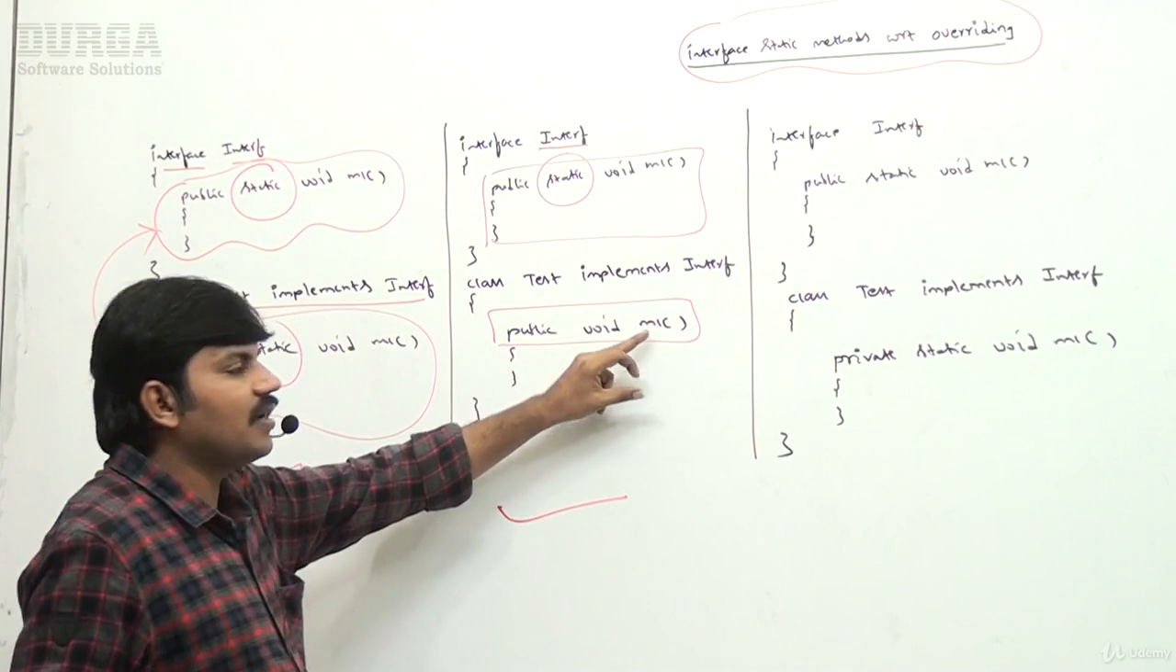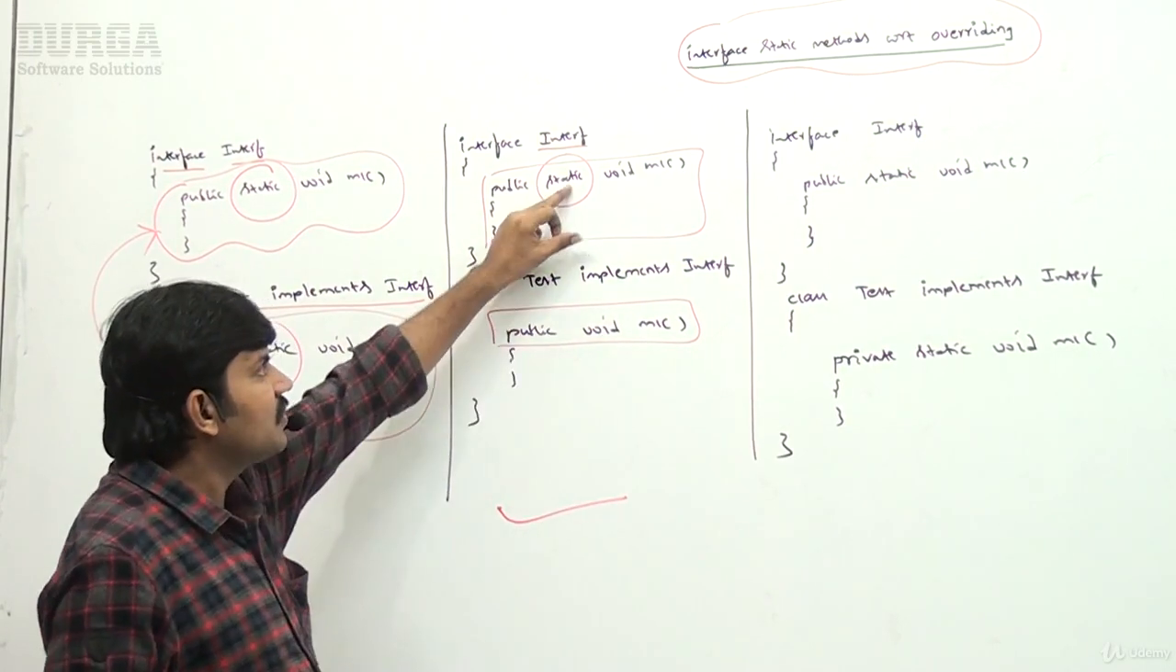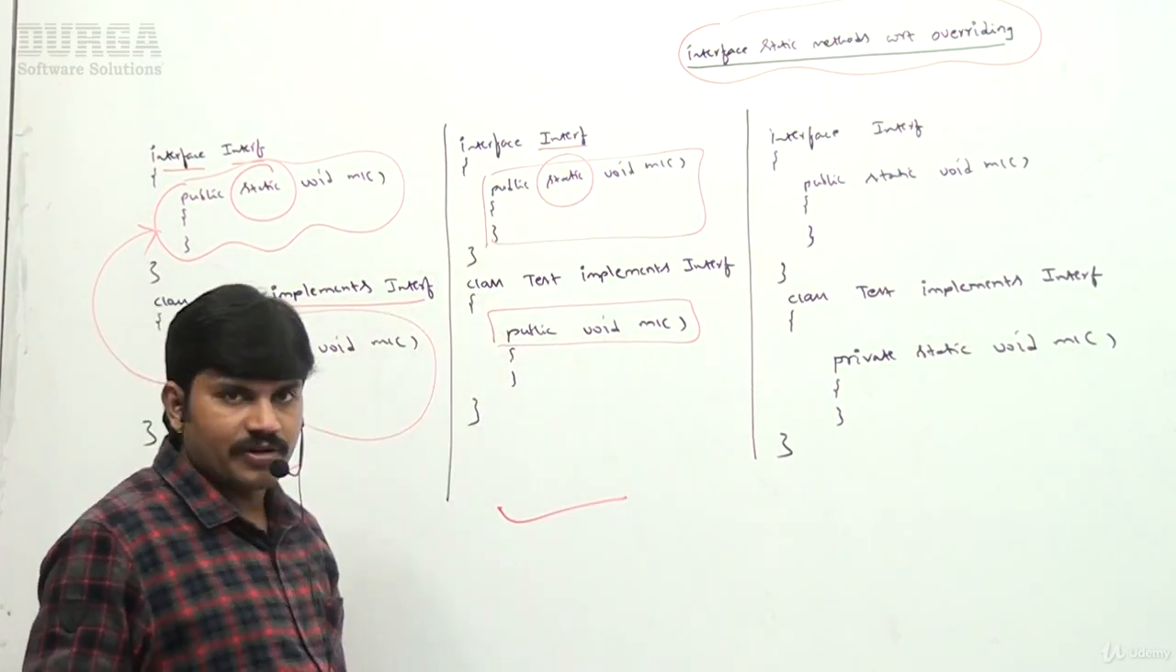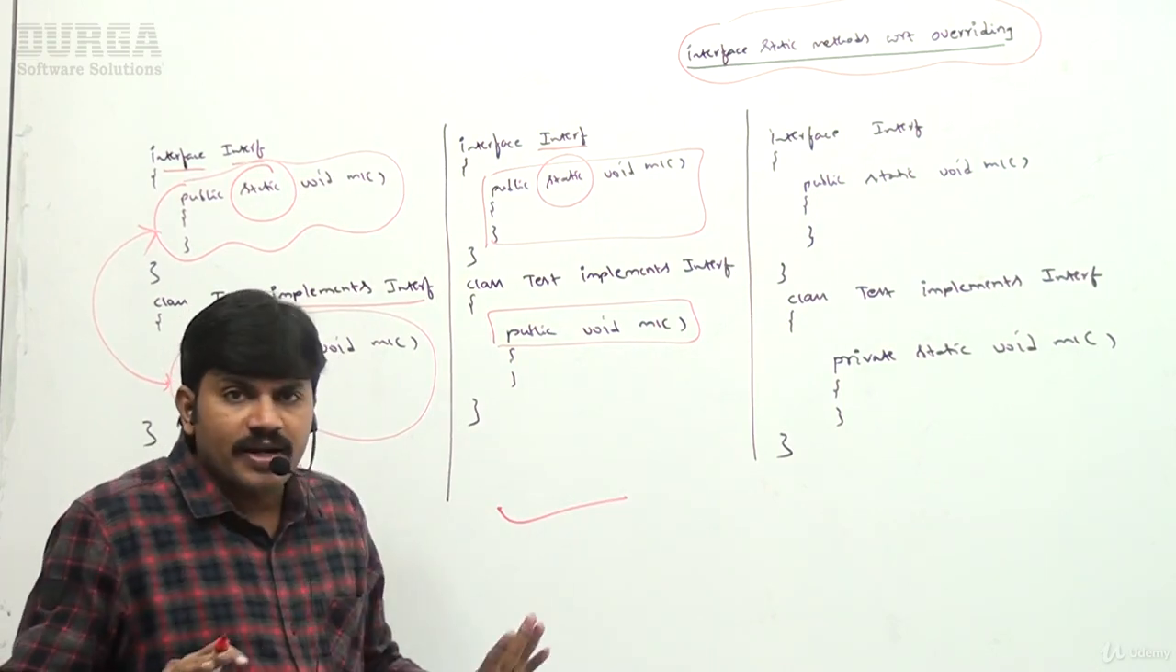concept. Sir, this is the M1 method of the Test class. This is the M1 method of Interrup, right? Okay, it's valid but not overriding.